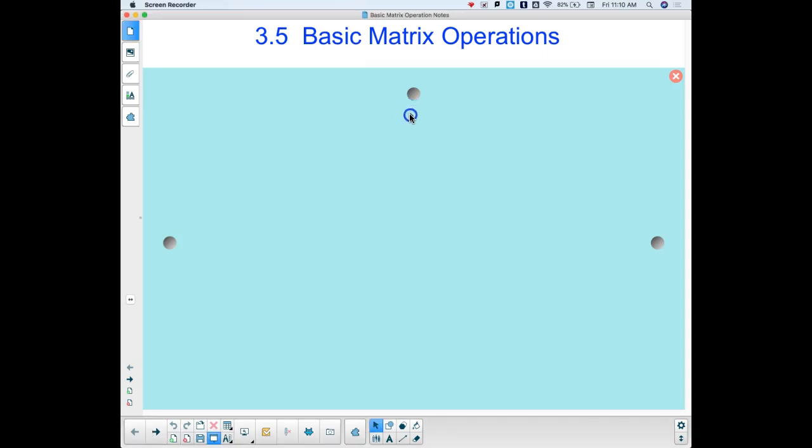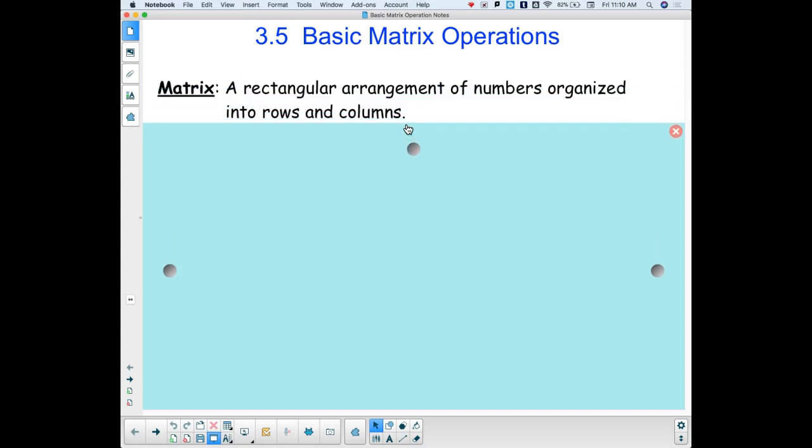A matrix is a rectangular arrangement of numbers that are organized into rows and columns.